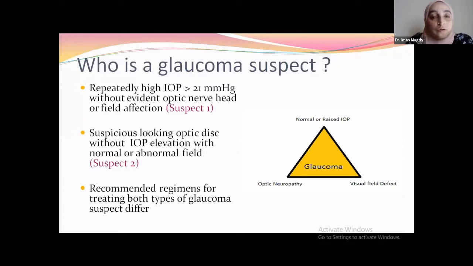Clinically, I would like to look at these patients as two types. Primary open angle glaucoma suspects, type one, is the ocular hypertensive patient in whom repeatedly high intraocular pressure is detected, above 21 millimeters of mercury, without evident optic nerve head or field affection. And the suspect type two, in whom there is a suspicious looking optic disc or an optic disc cupping with a low or normal baseline intraocular pressure. Why are we defining them in this way? Because the recommended regimens for treating both types will vary.